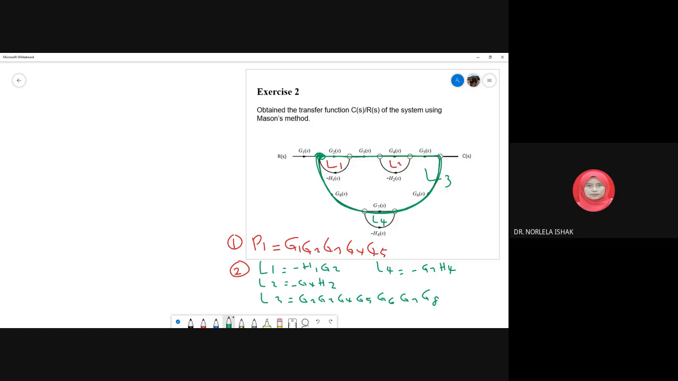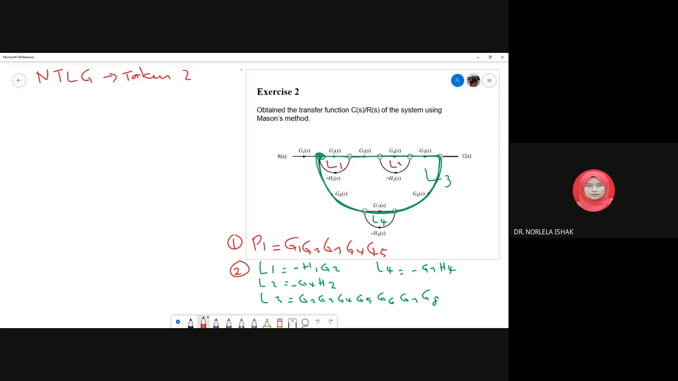Yes. So is there any non-touching loop gain? So we have to define non-touching. L1 and L2, kan? Because ini adalah kita punya L2. Okay? So declare non-touching loop gain. Kita buat taken 2 dulu.